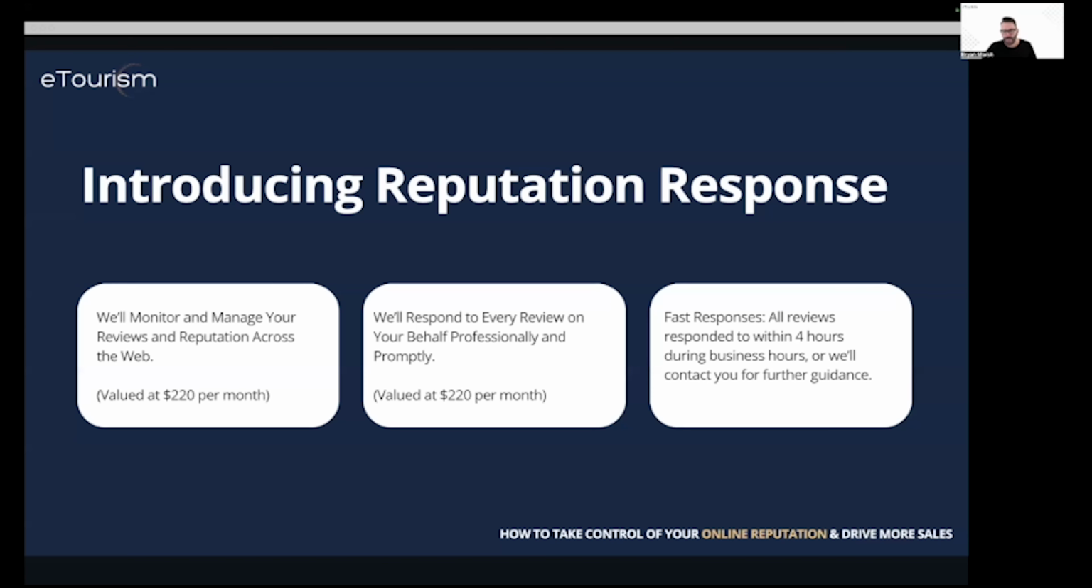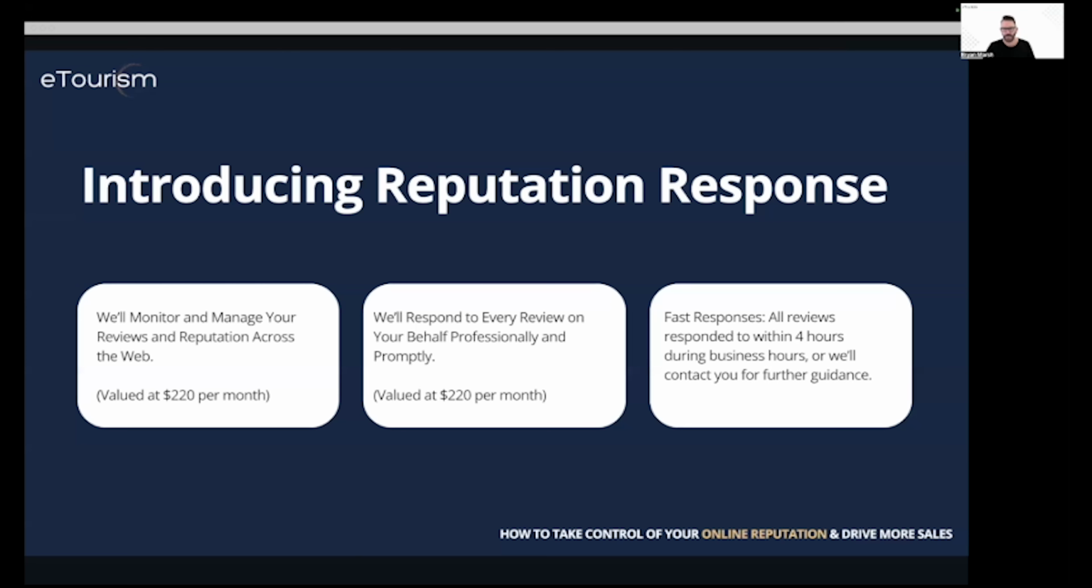And then the second part, which is the time-consuming part, is that we will respond to every review on your behalf professionally and promptly. And when I say promptly, we have a 4-hour turnaround time Monday to Friday on these reviews. Positive reviews are usually responded to within 20 to 30 minutes. Negative ones take some more time, obviously, because we've got to craft it, review it, send it to you for approval, get feedback backwards and forwards, and then post on your behalf.